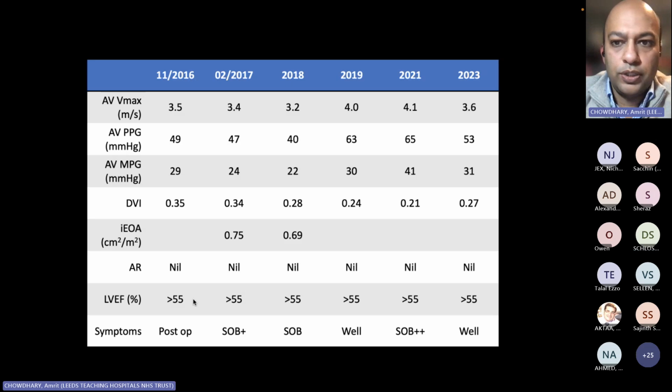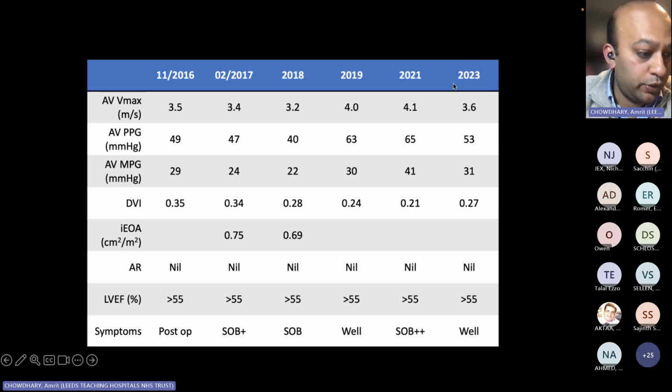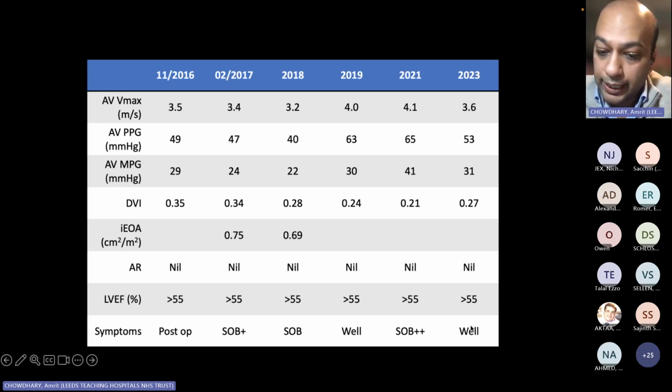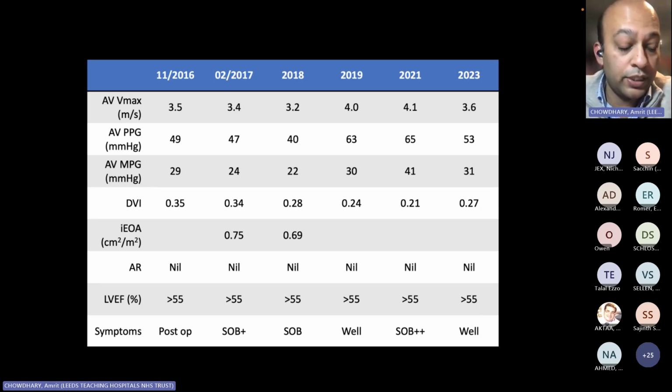Okay. So this is again just a table of her echo. We reached up to 2021, and then she came back in 2022, and then again in 2023, and her velocity had gone down slightly. Pressure gradient has also gone down. DVI had started to improve, and ejection fraction remained more than 55. But more importantly, her symptoms had almost all resolved. Shortness of breath had improved a lot. And looking back at the respiratory physio's note, they did think that she had an element of dysfunctional breathing.